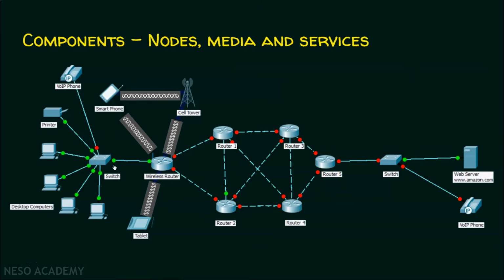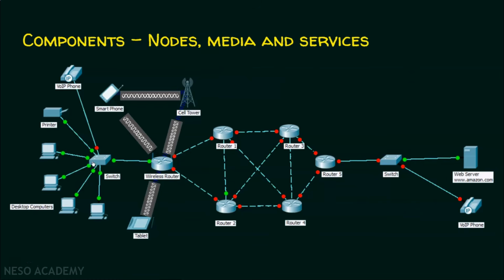So far we have seen nodes and media. Two types of media are addressed, wired media and wireless media. This scenario involves both wired media and wireless media. These straight lines represent Ethernet straight-through cables. Just recall what are Ethernet straight-through cables.